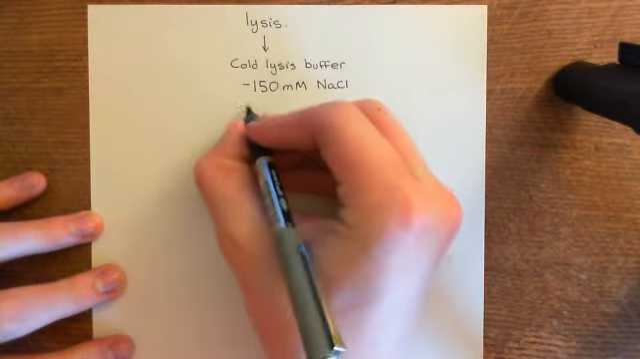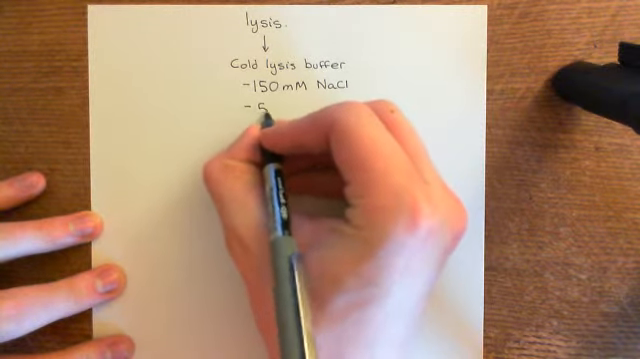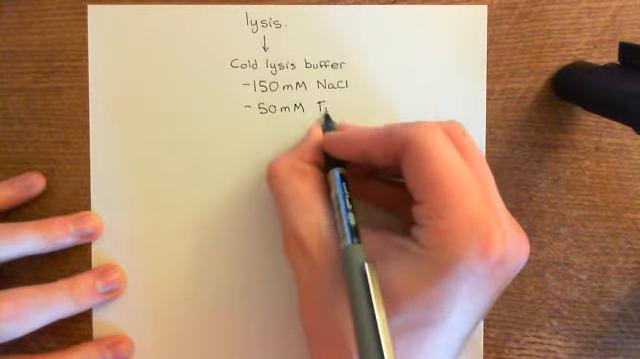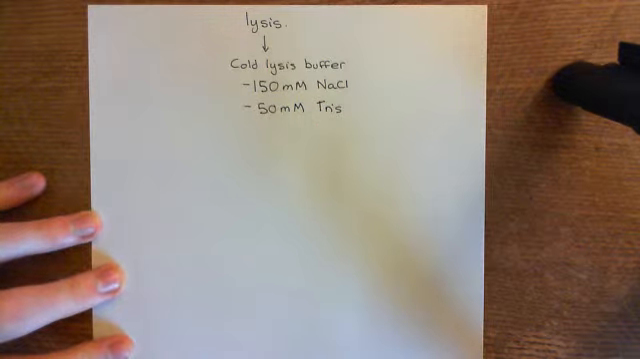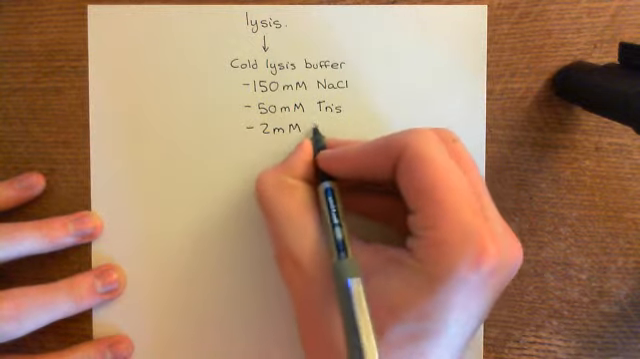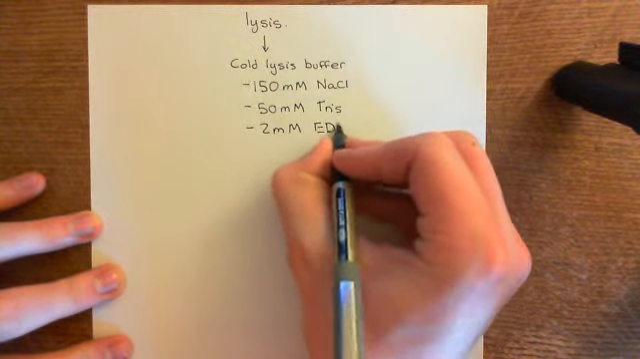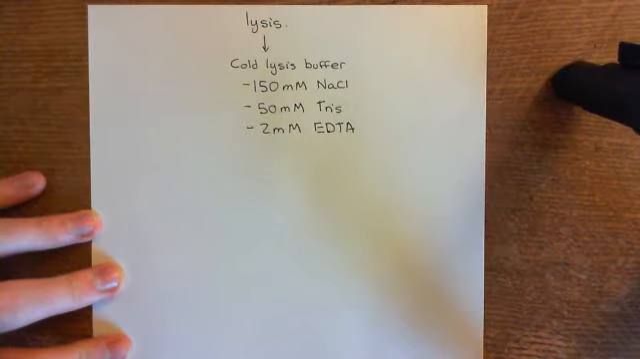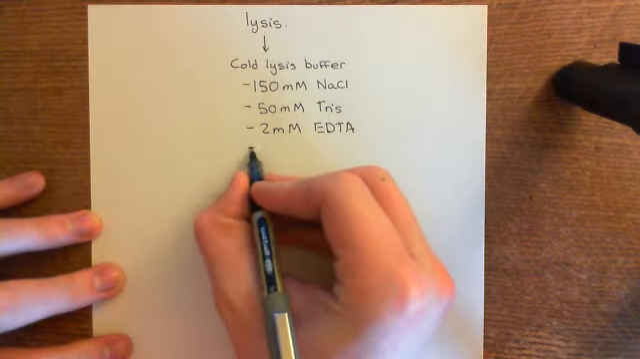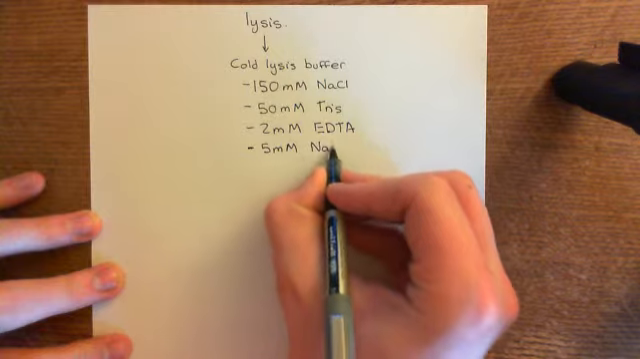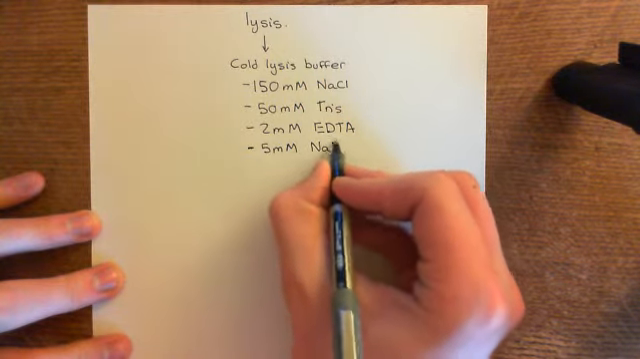Okay, next it also contains tris. So it contains 50 millimolar of tris hydroxymethyl aminomethane, often just abbreviated to tris. And then also EDTA is present again. It's been upped as well to 2 millimolar of ethylenediaminetetraacetic acid, EDTA. Okay, right. So now some new faces. So in this cold lysis buffer you're going to have other things as well. So you're also going to have 5 millimolar sodium fluoride. Okay, so sodium ions ionically bound to fluoride anions.